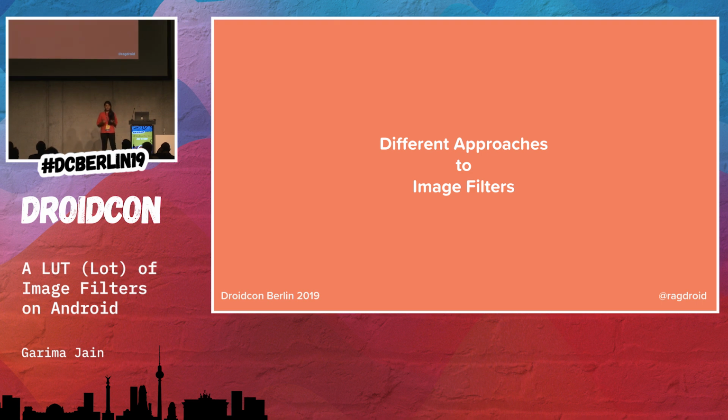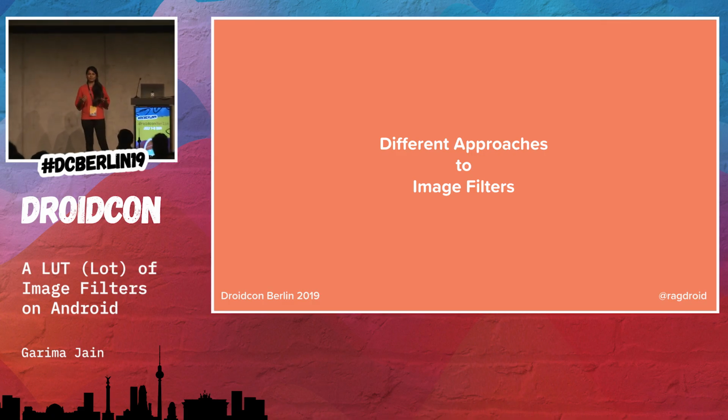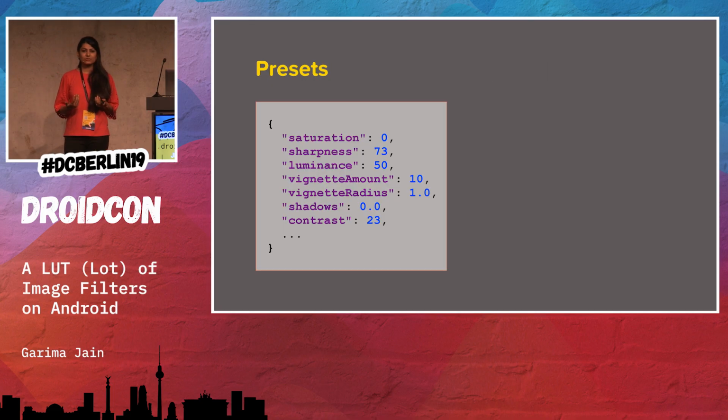So that brings me to the first section of the talk, which is different approaches that we could have taken while developing these filters. So there are two different kind of options from a product point of view. The first option is presets, and the second option is using LUT or baked-in filters. So what is presets? This is a way of storing filters.